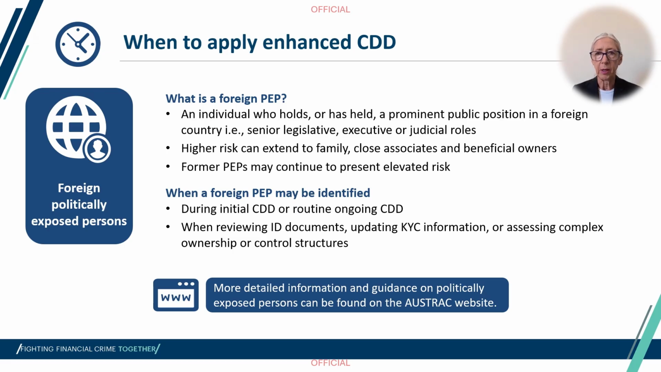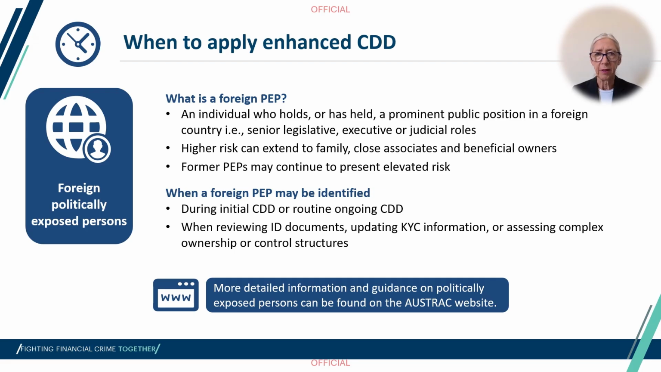Foreign PEPs may present a high MLTF risk because their position and influence can create opportunities for corruption or the misuse of public funds. This risk extends to any beneficial owners, family members, or anyone acting on the PEP's behalf. You may identify a foreign PEP during initial CDD or as part of your ongoing CDD processes. This can happen when reviewing identification documents, updating KYC information, or identifying individuals involved in more complex ownership or control structures. For example, a trust beneficiary or a company director could be a foreign PEP, even when the customer themselves is not, and you may discover new beneficiaries or directors of your customer when conducting ongoing CDD.